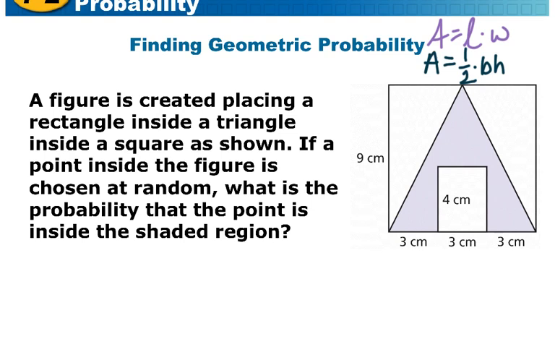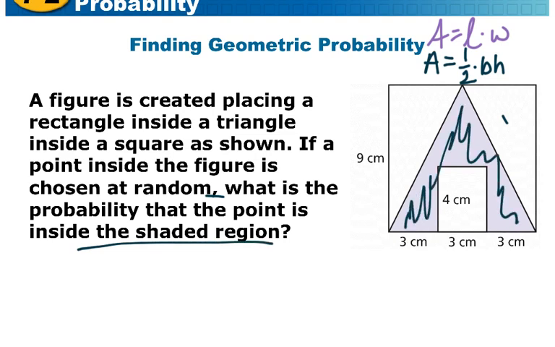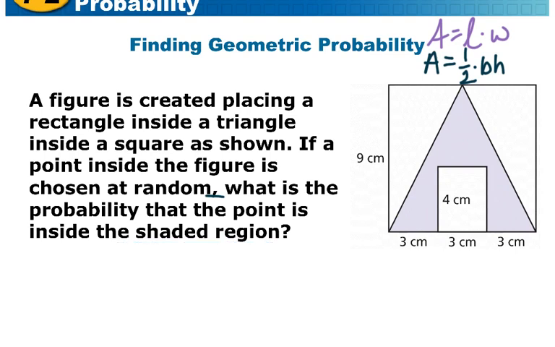A figure is created by placing a rectangle inside of a triangle, inside of a square. If a point inside the figure is chosen at random, so we kind of throw a dart, if you will, how likely is it that the point is inside the shaded region? Of course, there's the option that it could be not in any of the areas, but that's not really the point of what we're doing here. So, what is the likelihood that we're landing inside here?